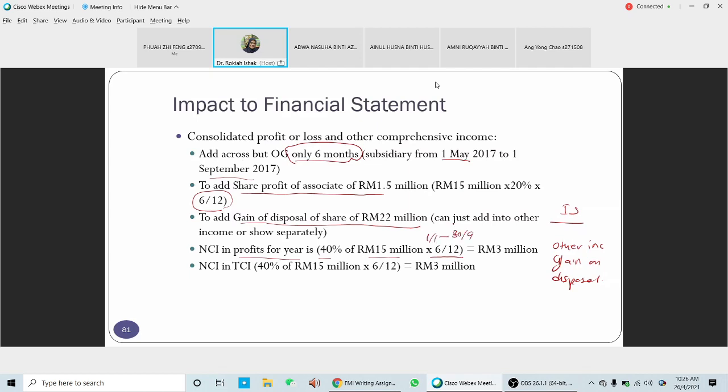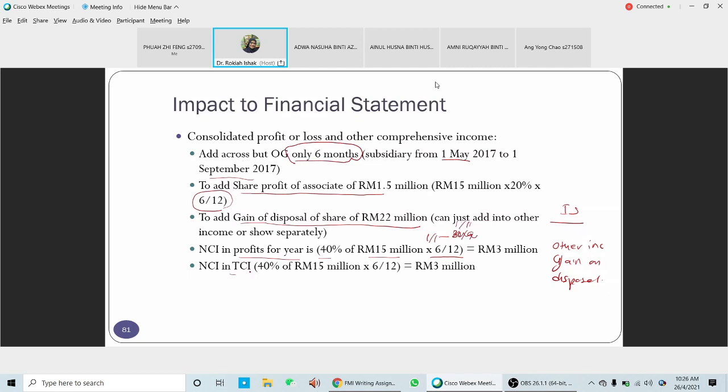30th of September. 1st of May until 30th of September. So going to have that one. 30th of September. 1st of May until 1st of November. Okay, 6 months only.